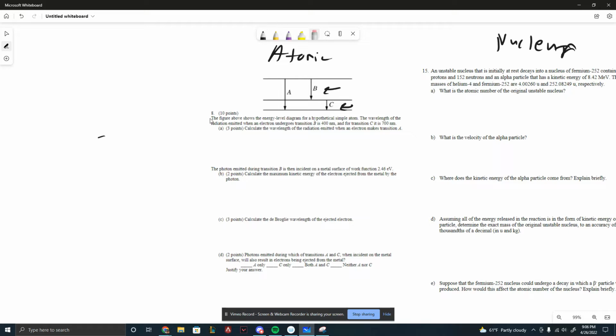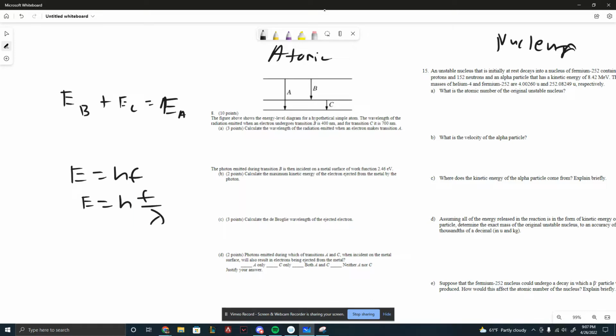What you can do, though, is figure out the energy drop for B. The energy drop for B plus the energy drop for C will be equal to the energy release for A. Using the de Broglie hypothesis, we know that the energy is related to wavelength. This isn't de Broglie, but you will use it. E is equal to hf, and then E is equal to hc over lambda, which is wavelength. So let's get into it.